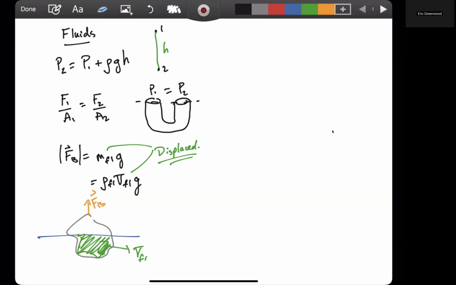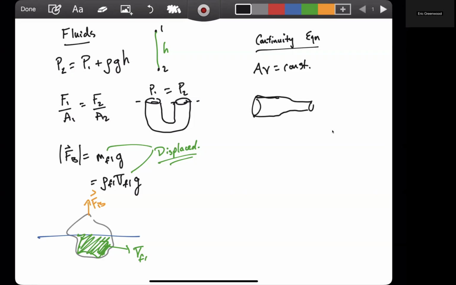For fluids in motion, the first thing we have is the continuity equation. The continuity equation says that the area times the velocity is equal to a constant. All this means is if I had something that looks like this, let's say it tapers down to a smaller cross-sectional area, something along this line. This is my area A1, this is my area A2. The area times velocity V1 here must be equal to the area times velocity V2 here. So A1 V1 must be equal to A2 V2.